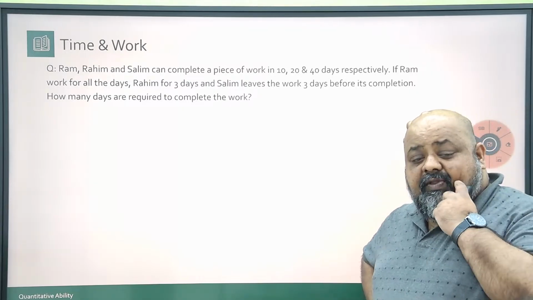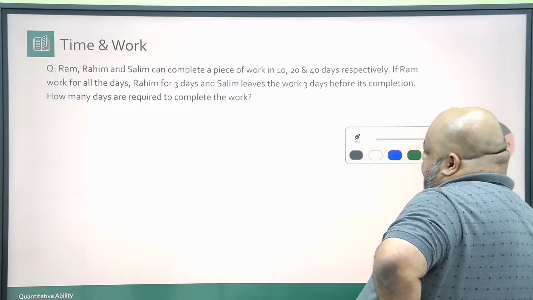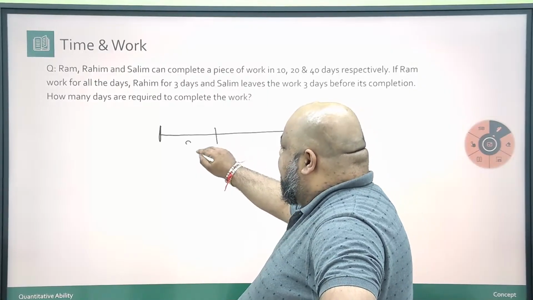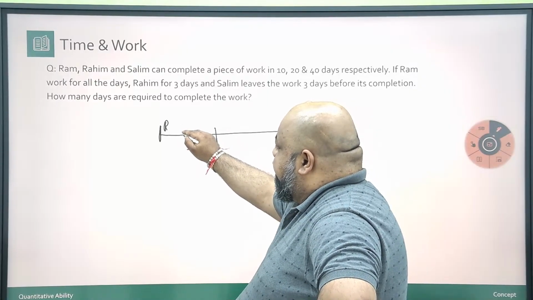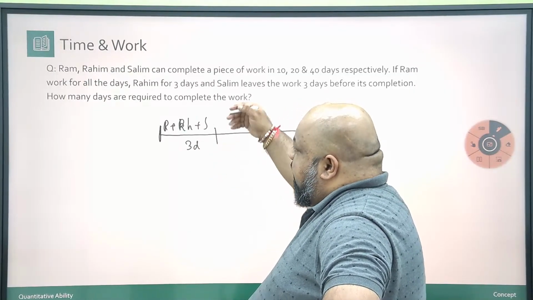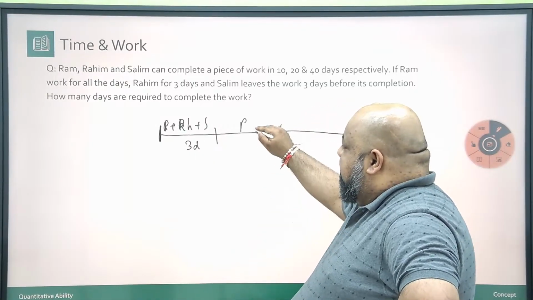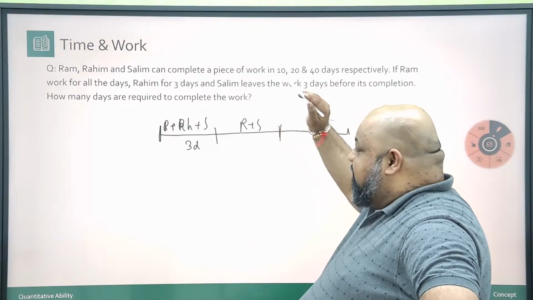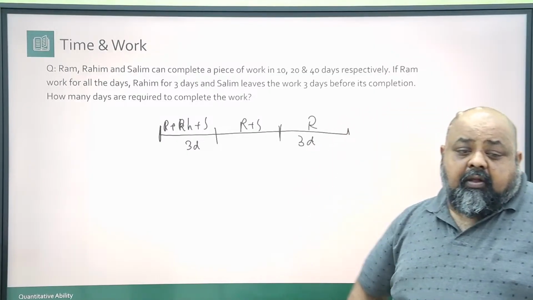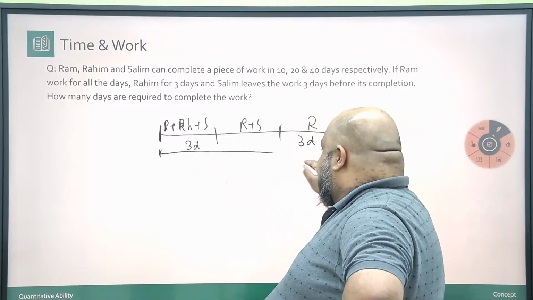Yeah. So again, if we look at how the work is done, for the first 3 days, Ram, Rahim, and Salim, everyone works. At this point, Rahim leaves. For the next some days, Ram and Salim work. At this point, Salim also leaves. For the last 3 days, Ram works alone. That is how the work is being done. Suppose the total number of days is X.